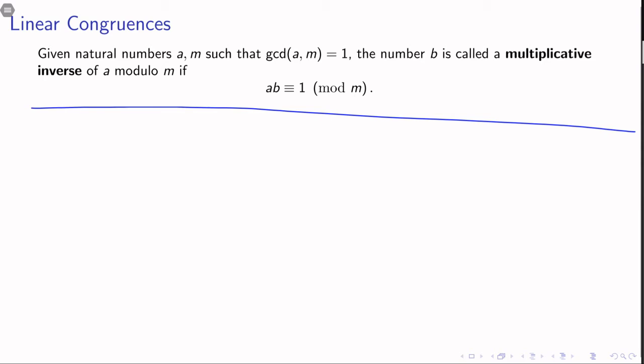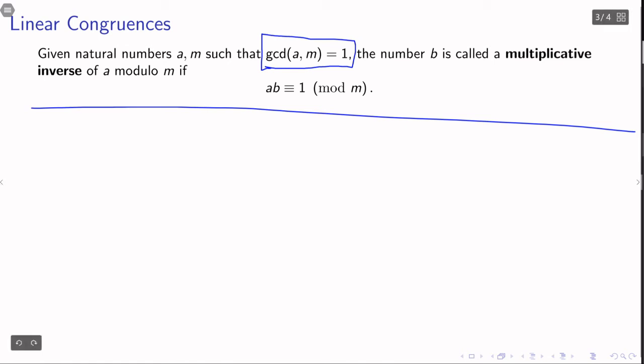In fact, how do we even know whether a natural number A has a multiplicative inverse modulo a specific m? And this condition here actually gives you what you need. It turns out that if A and m are relatively prime, then A has a multiplicative inverse modulo m. And that's actually an if and only if statement. It has a multiplicative inverse modulo m if and only if A and m are relatively prime.